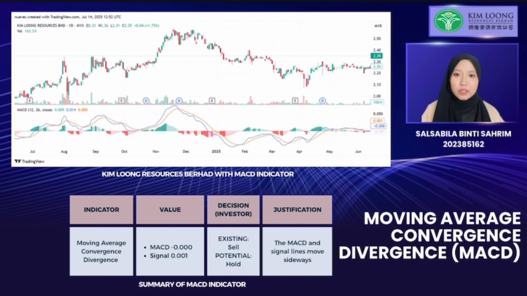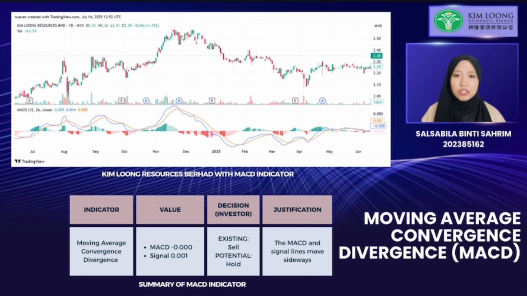The last technical oscillator indicator is moving average convergence divergence (MACD). The figure shows the chart with the MACD indicator over the past year. As of 13 June 2025, the value of the MACD line is negative 0.000 and the signal line is 0.001. The MACD line is slightly below the signal line, which shows weak bearish momentum. Since the MACD is near zero, the stock is in consolidation without any clear direction.